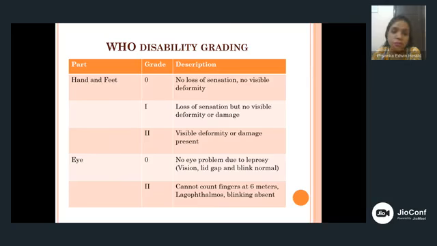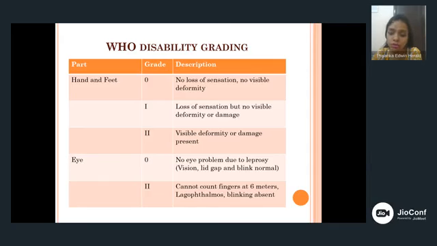So these are the major disabilities or deformities present in leprosy because of the involvement of peripheral nerves. Now, due to the presence of these deformities, WHO has graded leprosy cases into some grades. There are 3 grades for hands and feet, and 2 grades for eye. For hand and feet, the grades are 0, 1, and 2. For grade 0, if the patient has only patches, there is no loss of sensation, and there is no visible deformity, that patient comes under grade 0.